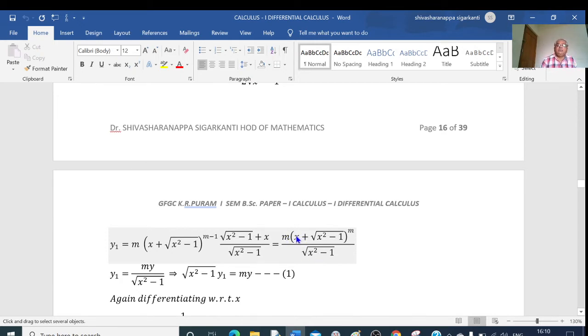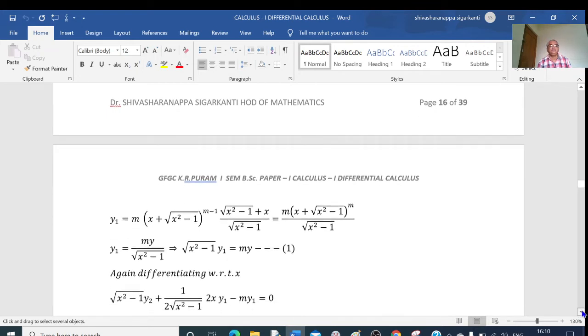And this is nothing but (x + root of x² − 1)^m, which is nothing but y. So therefore I will write y1 equal to my by root of x² − 1. And if I multiply this throughout by root of x² − 1, I will be getting root of x² − 1 into y1 is equal to m into y. I will take this as (1).